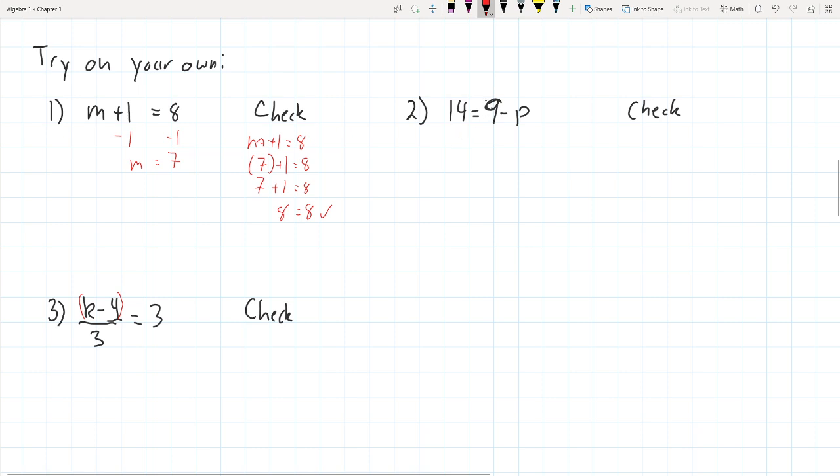What we're going to do is start addressing this. Where this is also weird is that we have this minus p, which we haven't really dealt with yet. What you might have done is add p to both sides, and you're definitely not wrong. That gives 14 plus p equals 9.